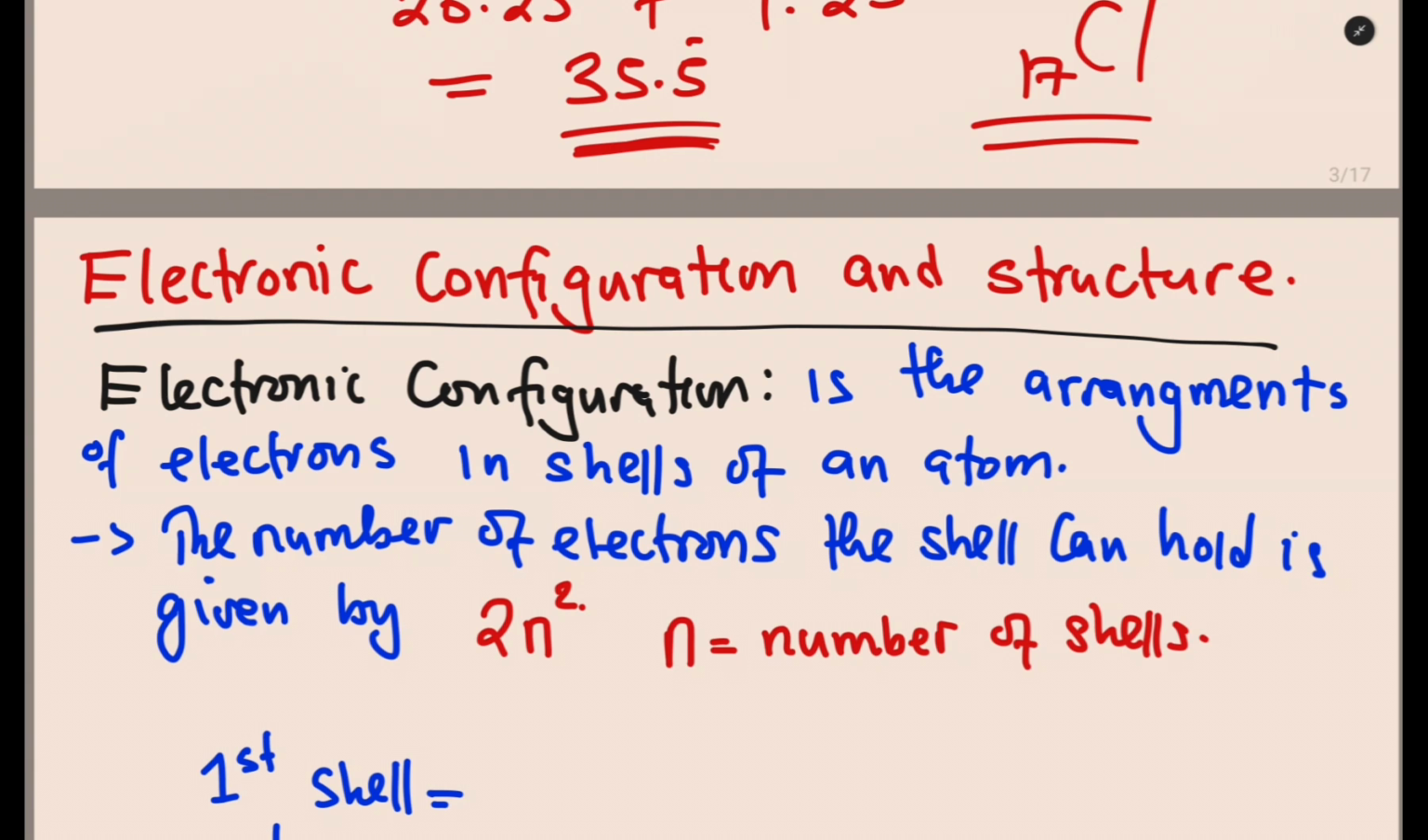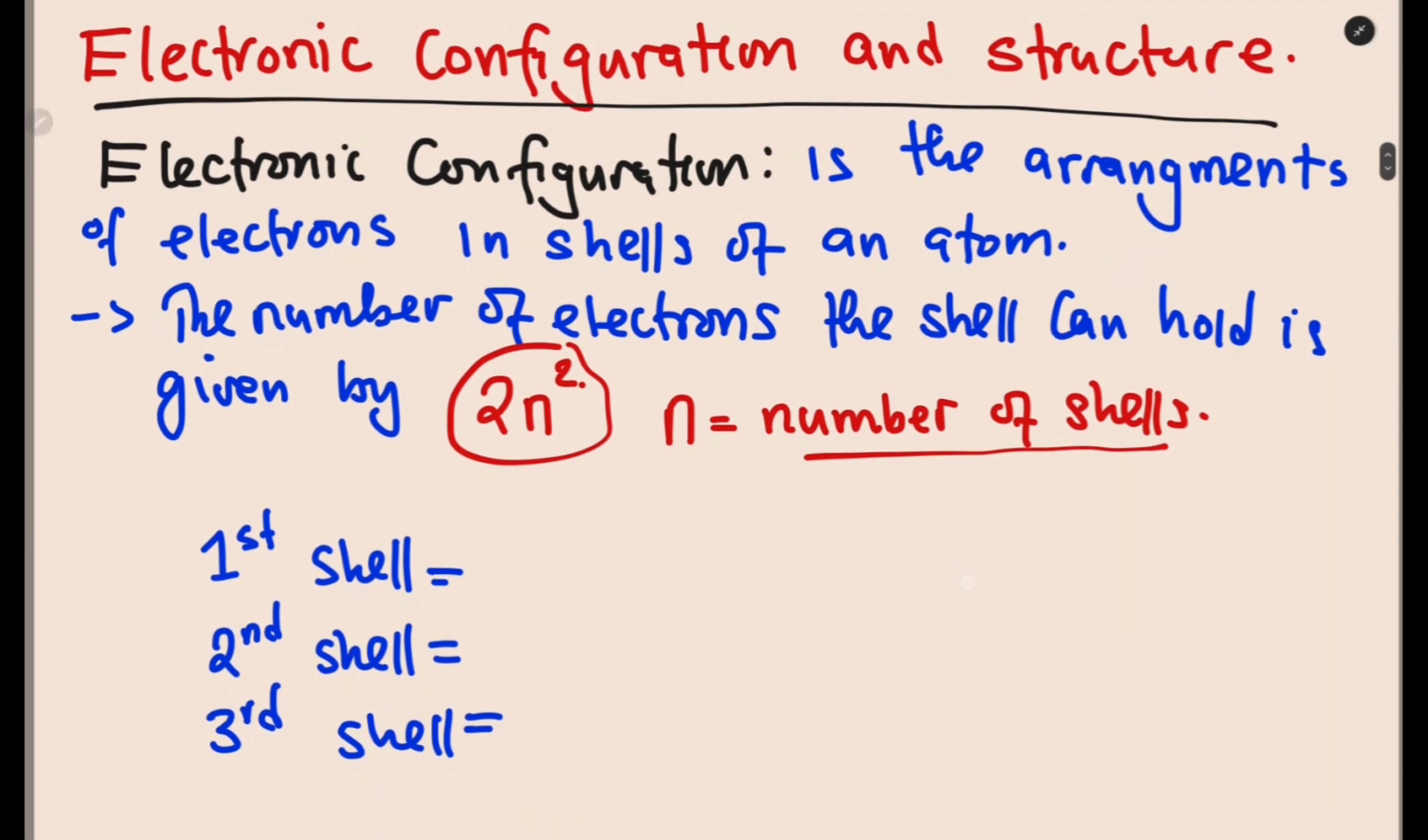Now it is very important to know the rules that apply when it comes to electronic configuration. You don't just assign electrons. Since it's just the arrangement of electrons in the shells of an atom, there are rules that you follow in assigning electrons. The formula that you can use to assign electrons is 2n squared, where n is the number of the shell you are dealing with.